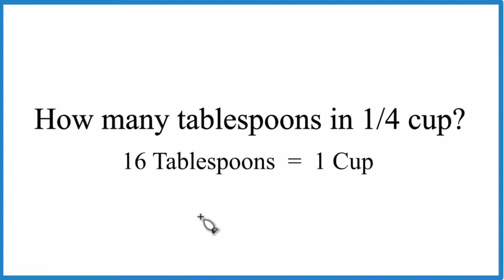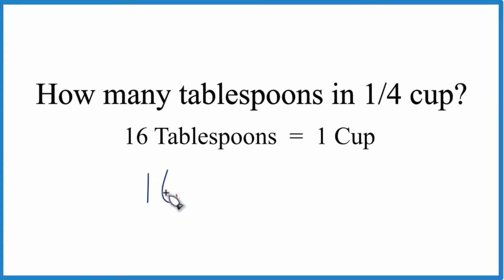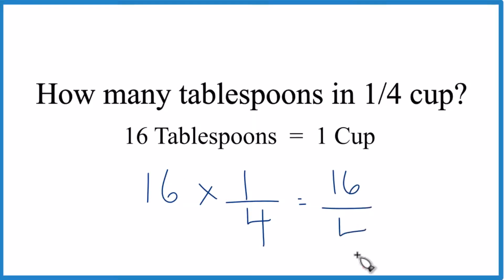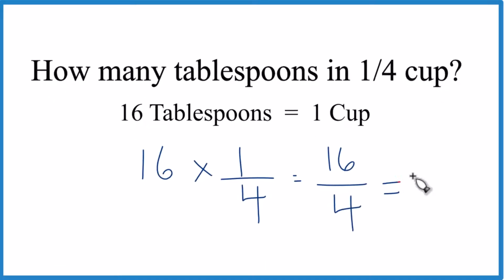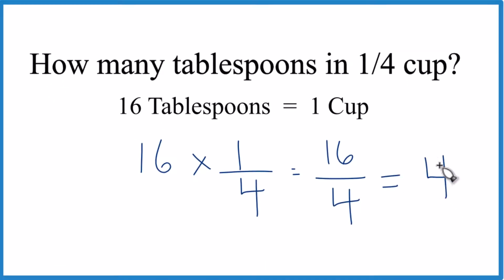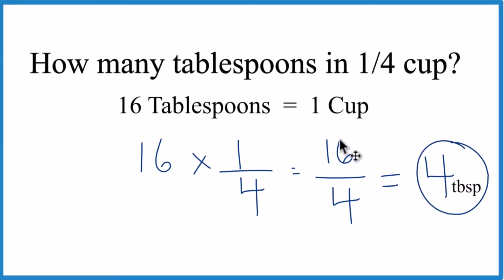You could also work the math out. You could take 16 times 1/4, and so you take 16 times 1, that's 16 over 4. 16 divided by 4 is 4. So there are 4 tablespoons in 1/4 cup.